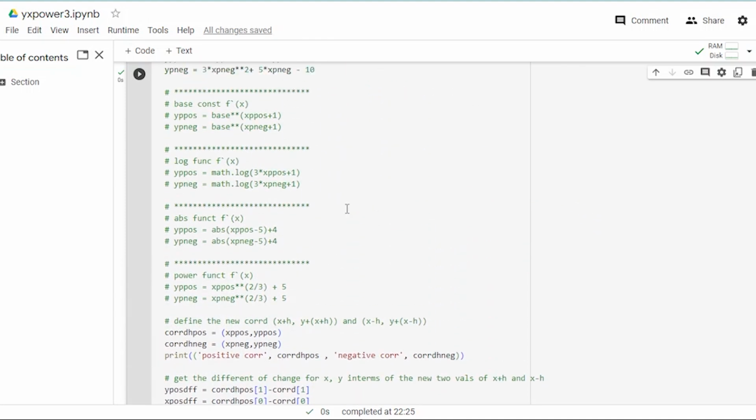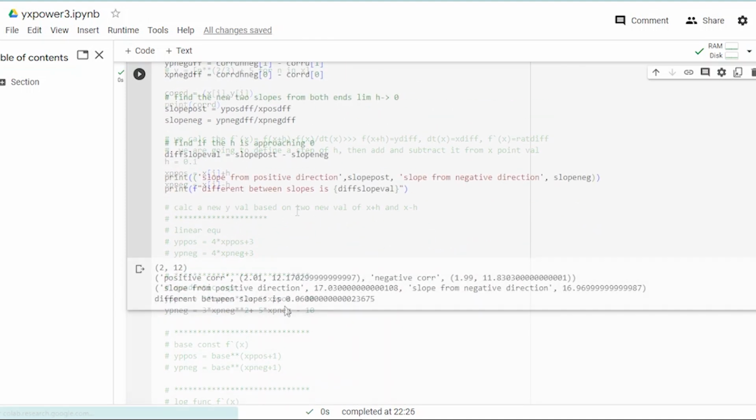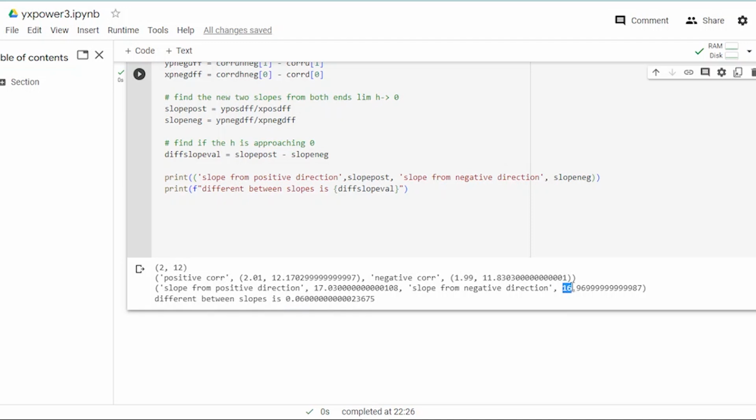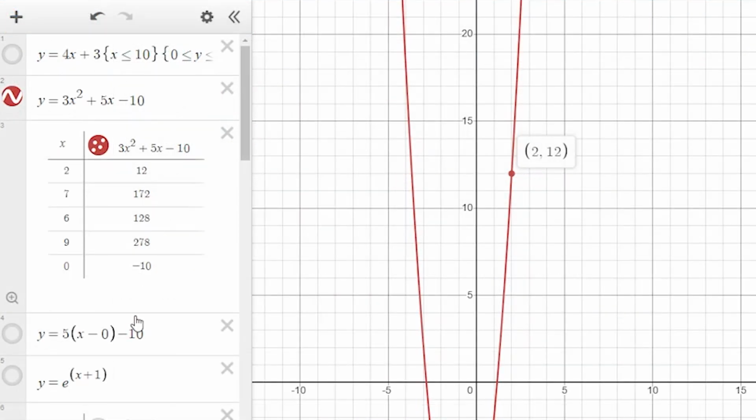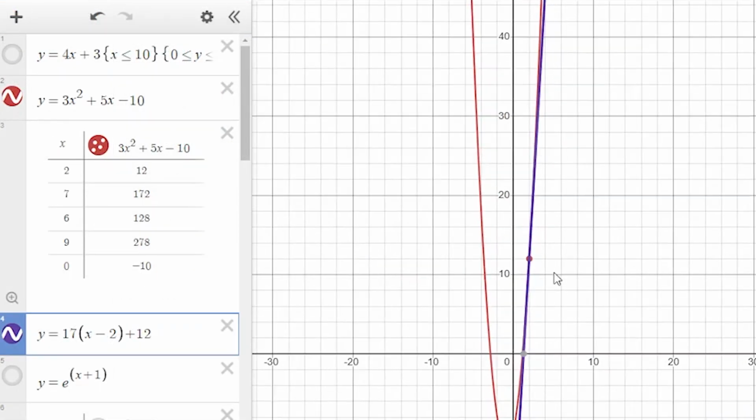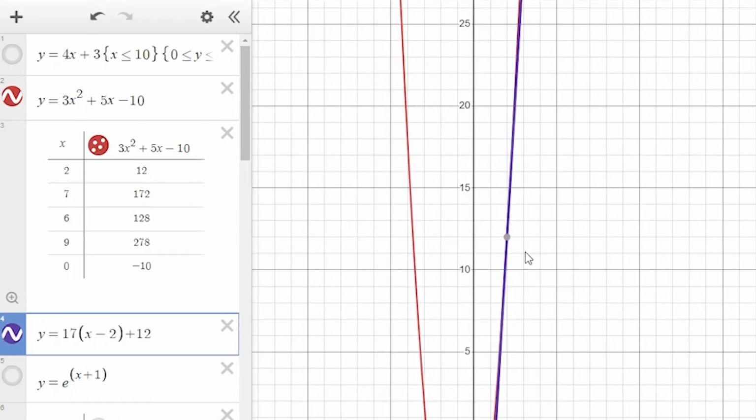How about if we manipulate the step to be smaller? So you could see now the difference between both of them gets smaller and smaller, so it's 0.06, is almost zero. That means the slope of the line at this point 2, 12 is going to be actually 17. Let's actually go ahead and try to write a line, exactly the tangent line. You could see it just passing through the particular point on this line equation.